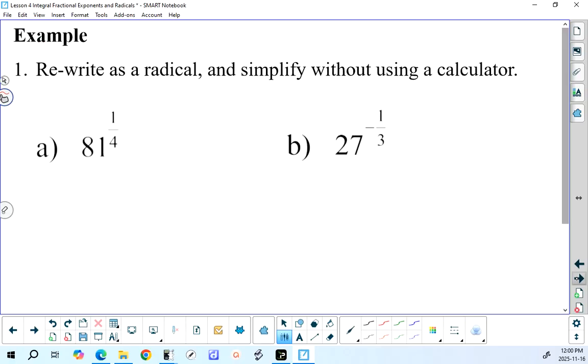Now the example. Rewrite as a radical and simplify without using a calculator. Well, 81 to the 1 over 4 means the fourth root of 81. Now, I can't stop you from using your calculator. But if you have to use your calculator, I would be much happier if you used it this way.